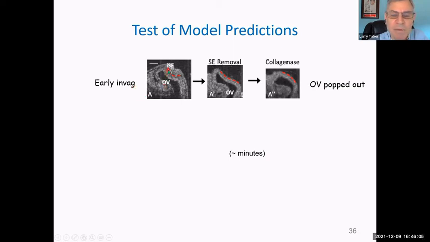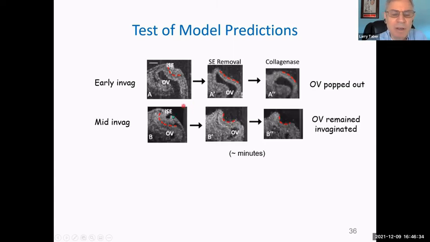First, the surface ectoderm was removed, and then the embryo was exposed to collagenase to remove the collagen and essentially remove the matrix. So essentially, we're looking at what happens when the matrix is removed. If this is done after an early part of invagination, notice how the curvature reverses as the optic vesicle pops back out from where it was. But if it's removed during mid-invagination, it remains invaginated.